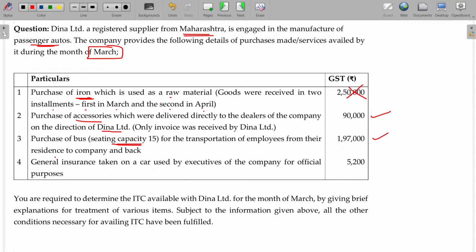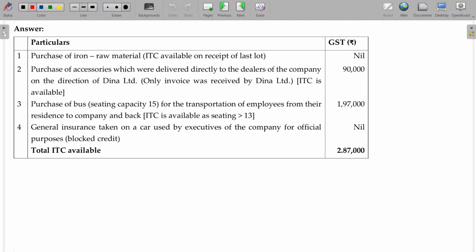So this is eligible. General insurance taken on car used by executives. Car for executives is disallowed, and services related to those vehicles also be disallowed, like insurance services or repair services, any other services disallowed. Now what is ITC available here? 2,87,000. Clear? Now we'll move on to the next one.